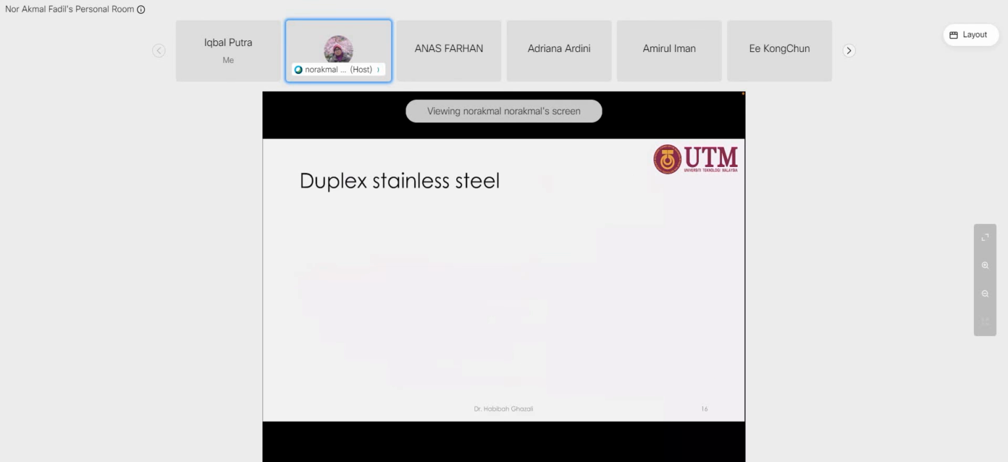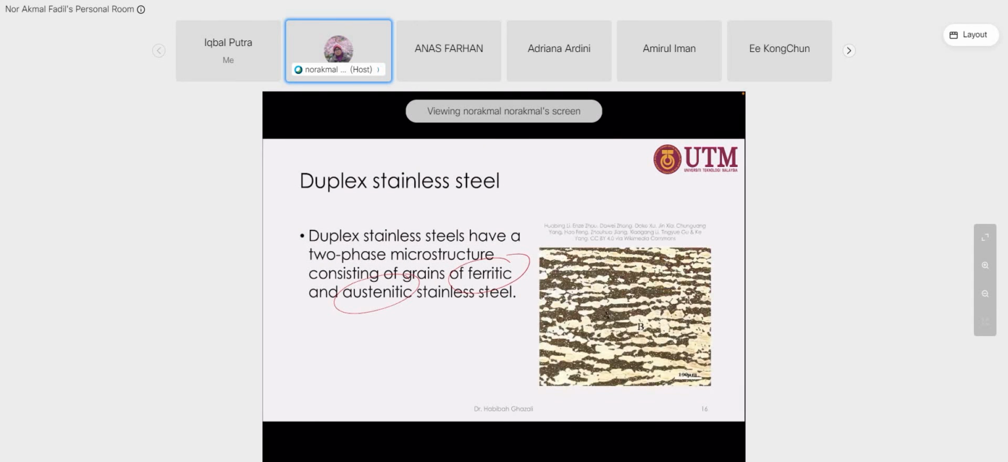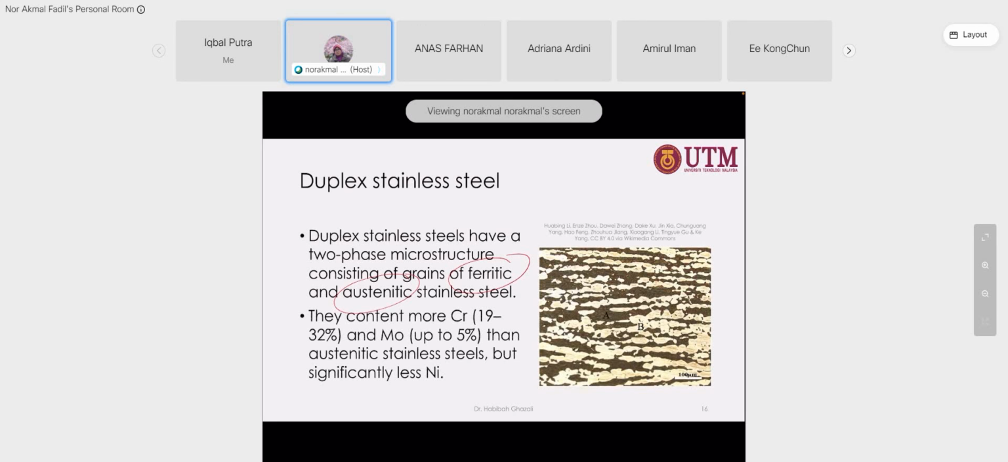The last category of stainless steel is duplex stainless steel. What is duplex? Duplex stainless steel has a two-phase microstructure consisting of ferritic and austenitic stainless steel. It is combined, okay, BCC and FCC. So the combination of these phases will also combine the properties of these two categories of stainless steel.